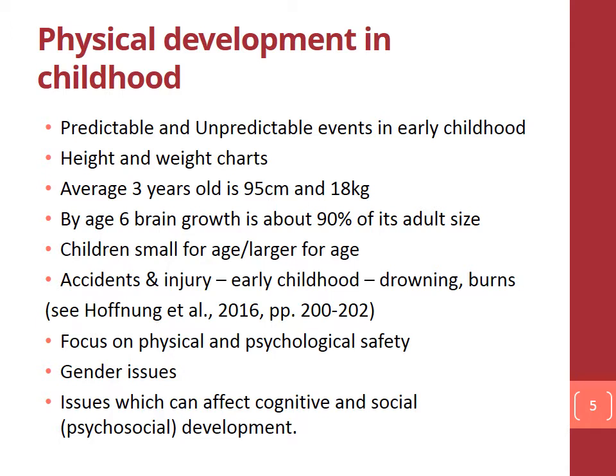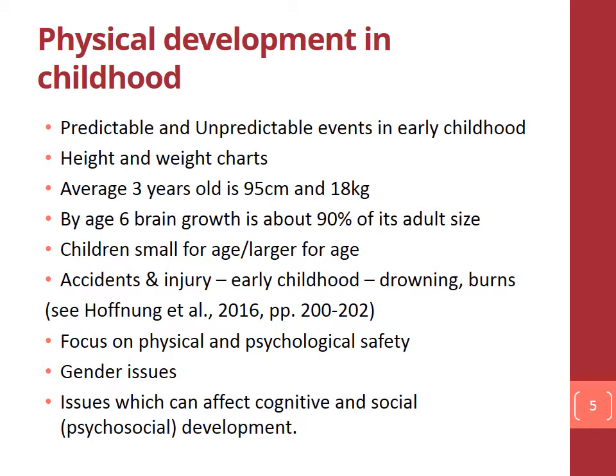Unlike the period of infancy, physical growth starts to slow down in the preschool years. The average height of a 3-year-old is about 95 centimetres, and by 5 years of age, they're around 105 centimetres. By age 6, brain growth is about 90% of the adult size. But despite these predictable normative milestones and guidelines, there are significant differences.